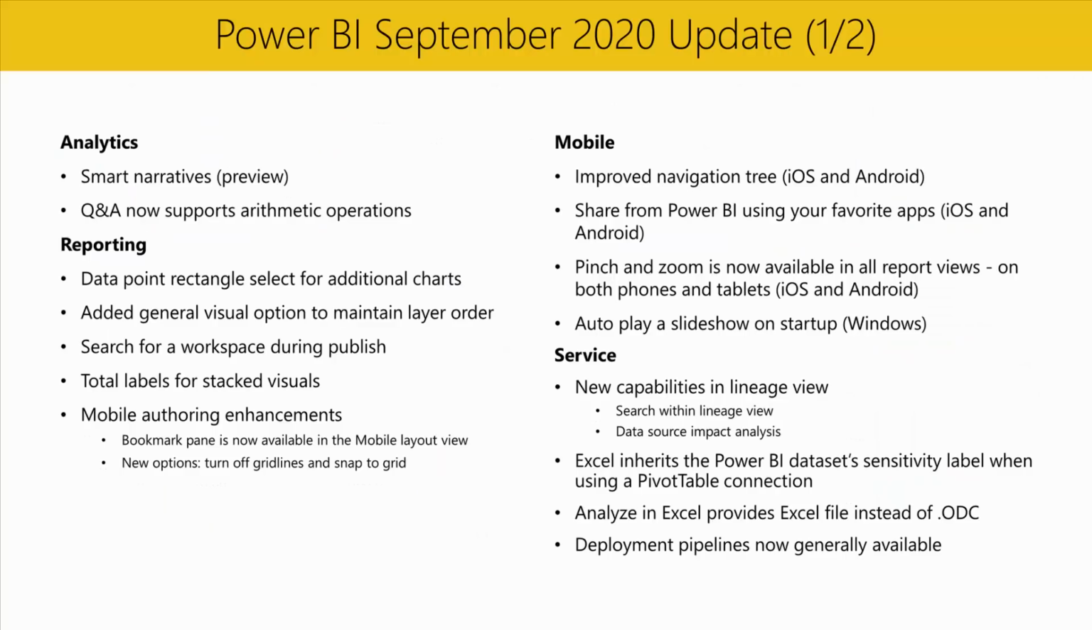We have a variety of updates for you in the Service section. First, we're excited to announce 2 new capabilities within Lineage View. One is a new search functionality. By using the search box or the Control-F hotkey, you can now search across all content in your workspace to find items in the graph, view their lineage, and explore their metadata.